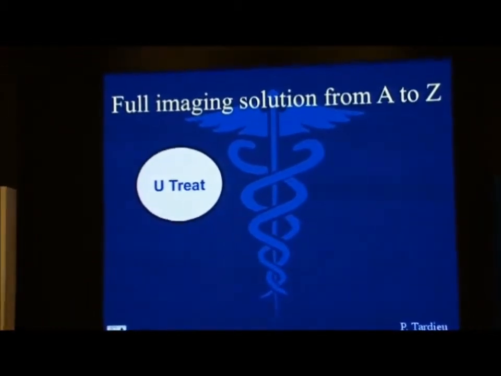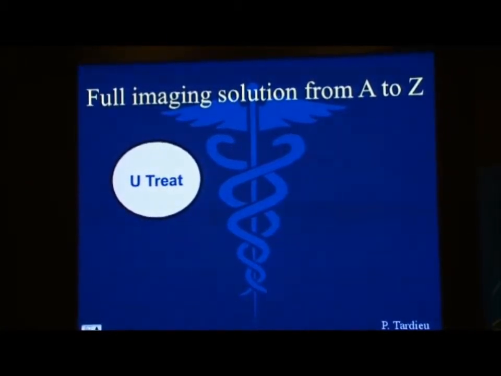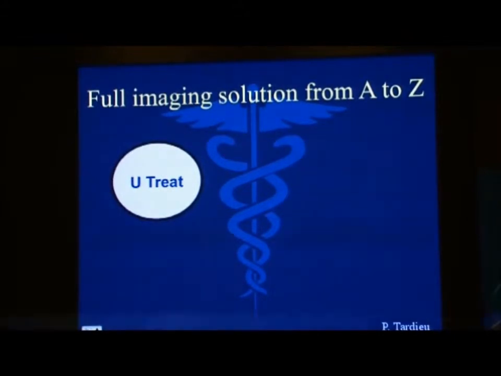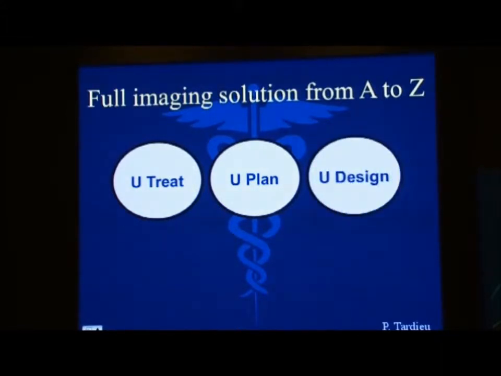The first module is called U-Treat, because we need to import images and we need to treat them. The second module is called U-Plan. We plan the case, we plan the implant. And the third is the design that we call the U-Design. U-Design is just designing a surgical guide, or designing a guide to place implant, or designing a guide to trim and to prepare the bone. Whatever you want to do, you will be able to do it.